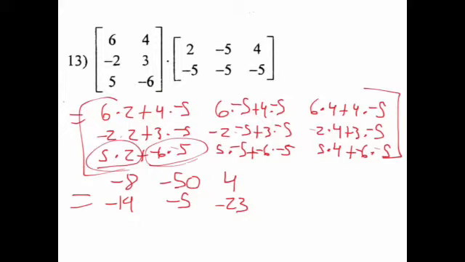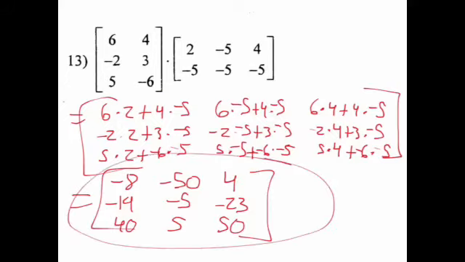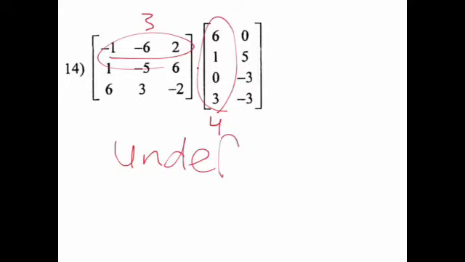10 and positive 30, I'm going to add to give you 40. Negative 25 and positive 30 combined to give you 5. 20 and 30 are going to add to give you 50. And there's my resulting matrix right there. Moving on to 14, each row times each column, but unfortunately the column is 4 tall and the row is only 3 long, so there's not enough entries. This is going to be undefined.